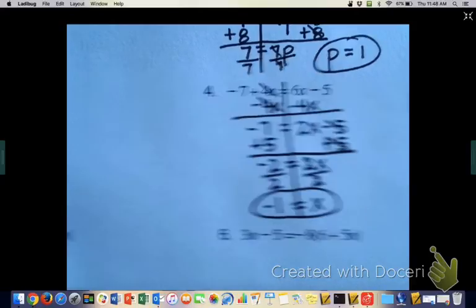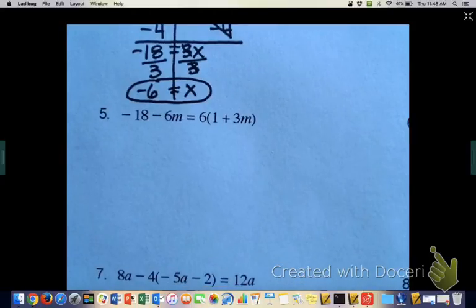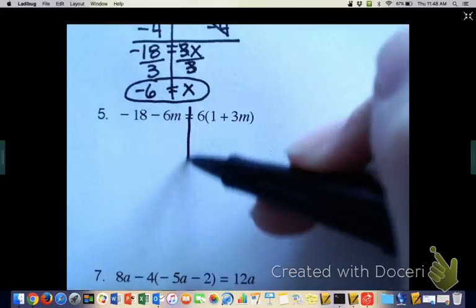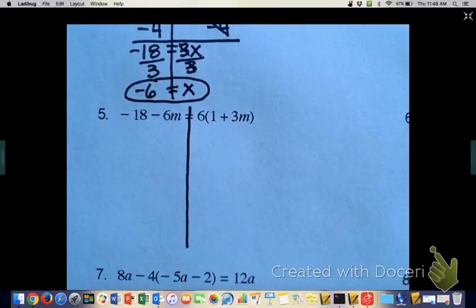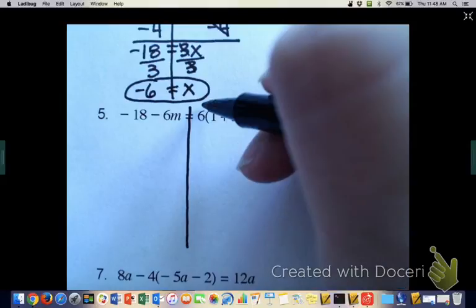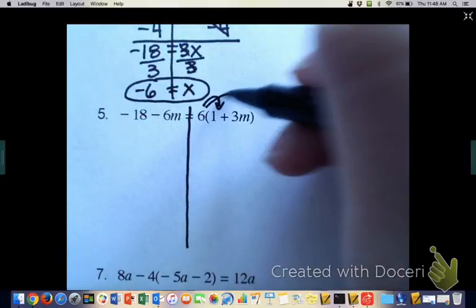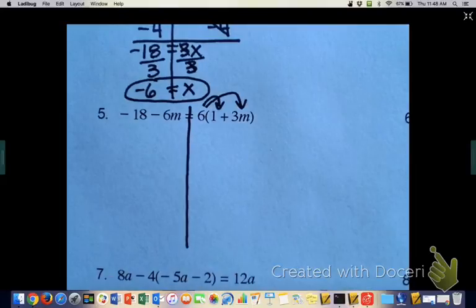Excuse me. Okay, number 5. We have some distribution in this one because there's parentheses. And anytime you have distribution, you have to do that first. So I'm going to get rid of my parentheses. I'm going to kiss the parentheses goodbye. That's a poster in my room.